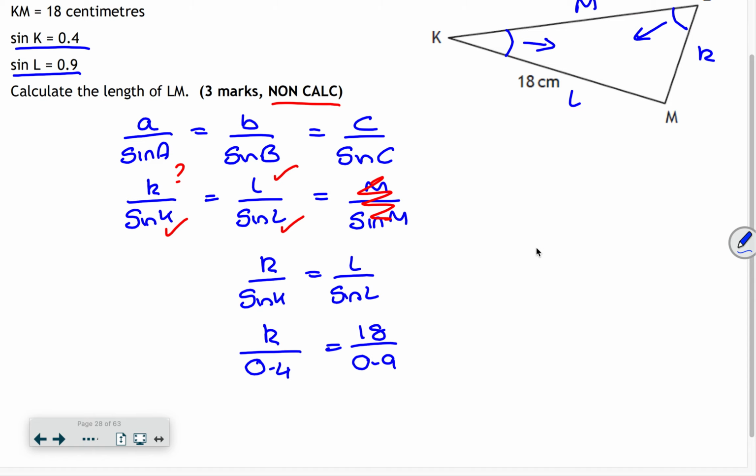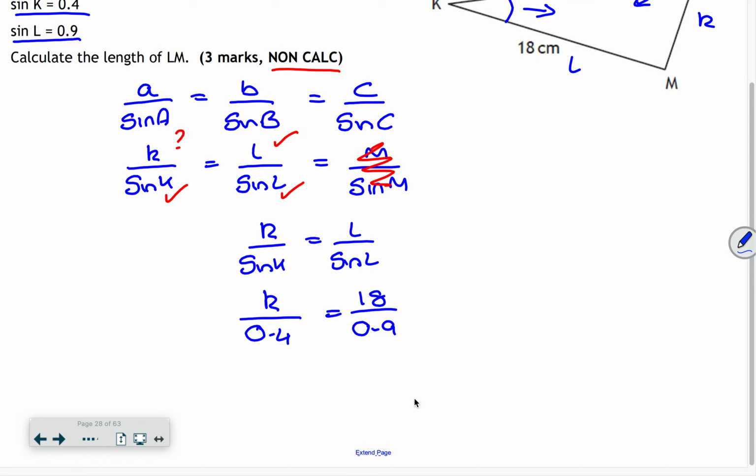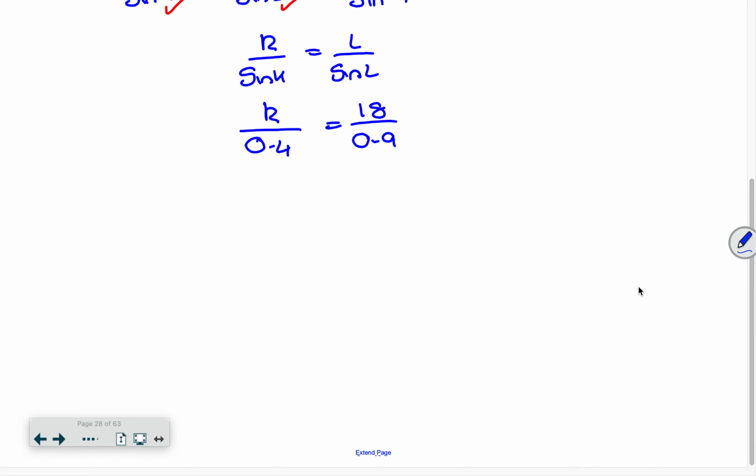And then all we need to do is just process that. Now, here's our next issue. How on earth do we work with this? We've got decimals. My trick for doing this is try not to work with decimals. K over 0.4 is equal to 18 over 0.9. This could get really messy really quickly. And I'm going to show you a way of doing it so that you don't need to worry about the decimals. So the trick is, don't use decimals.